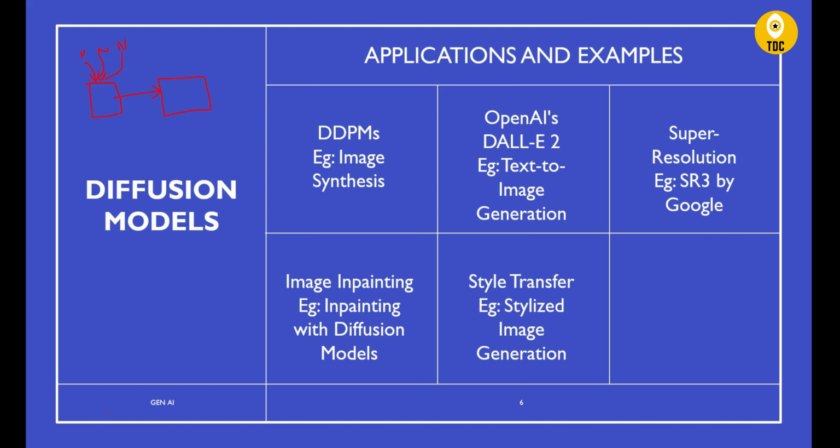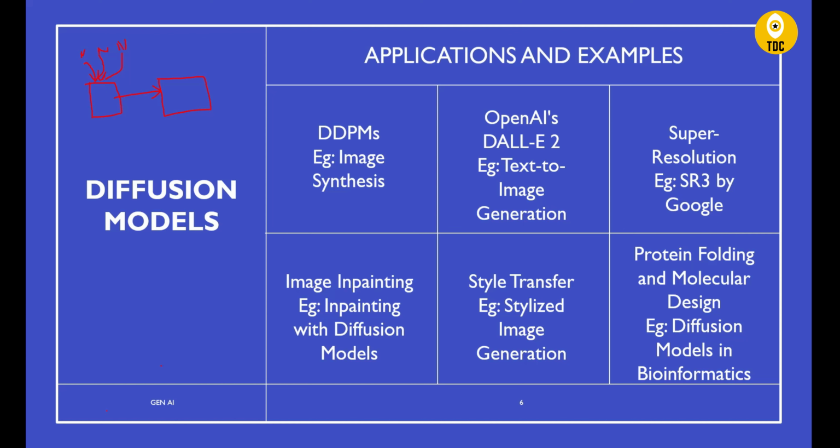Finally we have protein folding and molecular design. Using diffusion models in bioinformatics, these models can be used to predict protein structure or design new molecules by iteratively refining noisy molecular representations to generate valid and functional biological structures. So these are the examples that were explained, right? The power of diffusion models is generating high quality data across various domains, maybe images, audio, video, text, etc.